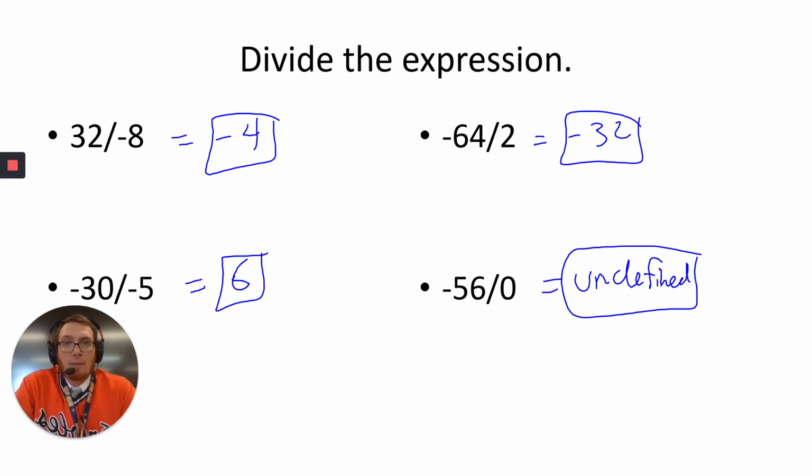Really all you got to do is divide the numbers and then know if it's positive or negative. So for example, this 32 divided by negative 8 should be a negative because there's one negative and one positive, and it's 4. 64 divided by 2 is 32, and it should be negative.